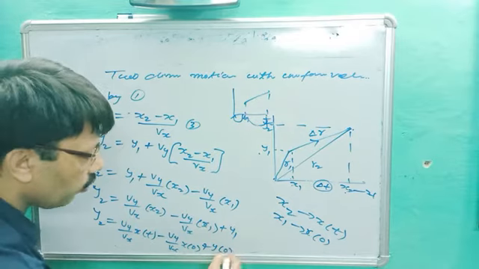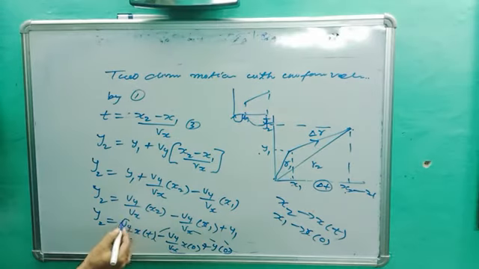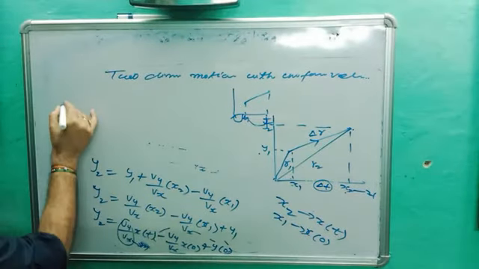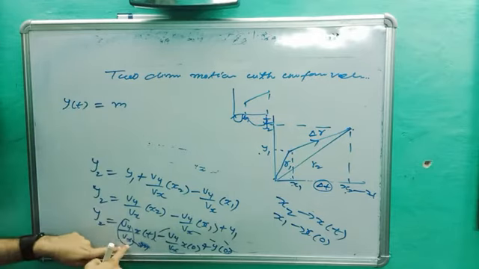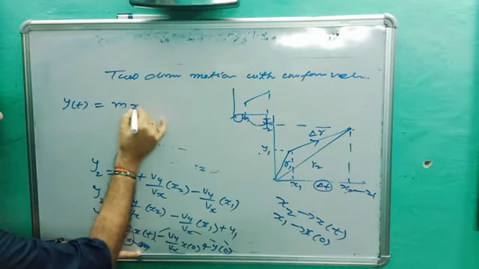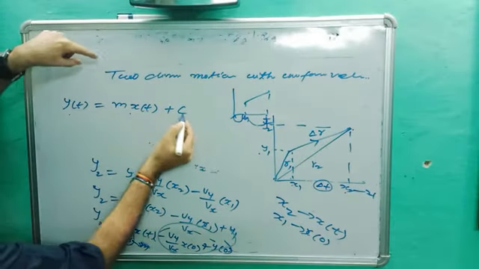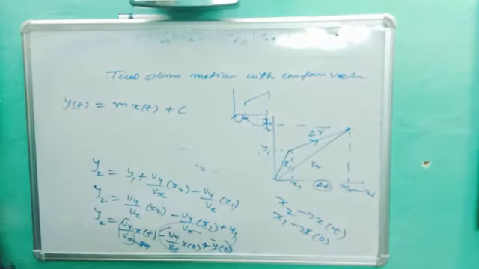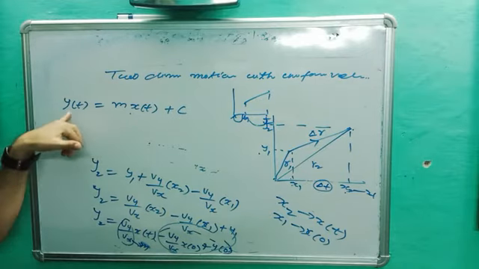Y1 becomes y0, and this whole thing remains constant. And Vy upon Vx, you better know, is the gradient, called m, the slope of the graph. What we get is yt equal to mxt plus this whole constant c. So the formula is y is equal to mx plus c. Hence we can say two-dimension motion with uniform velocity will be in a straight line.